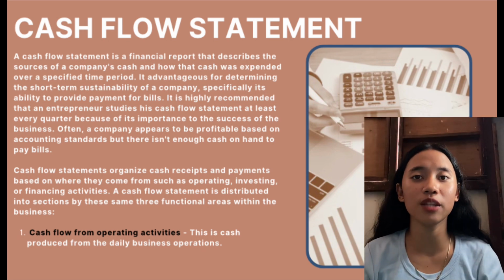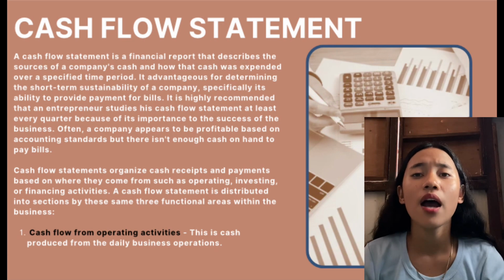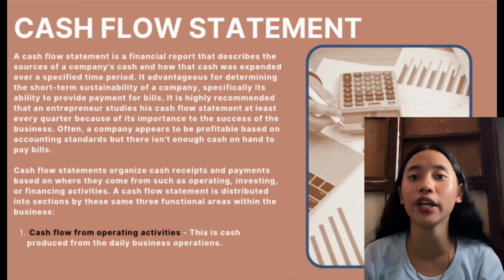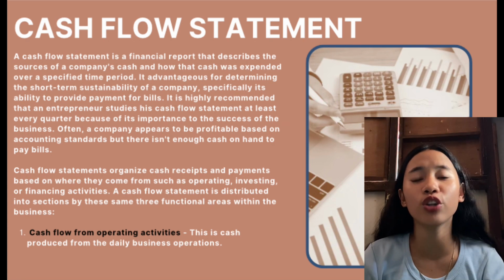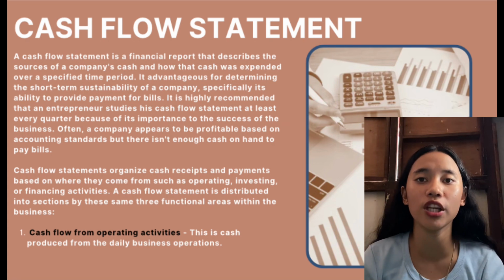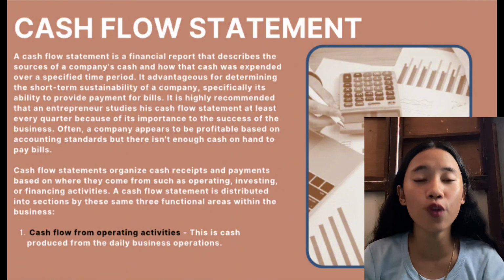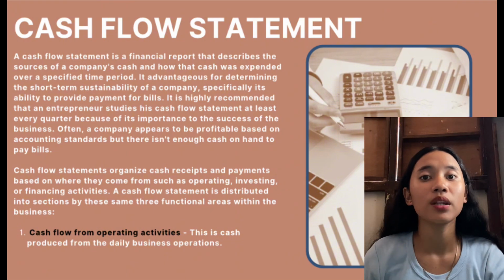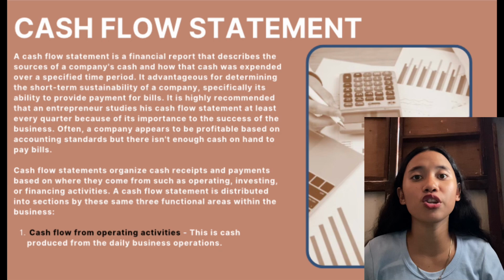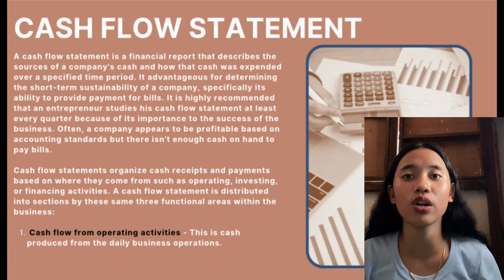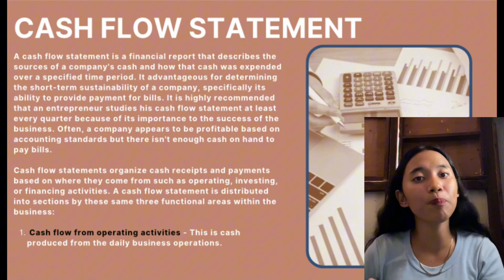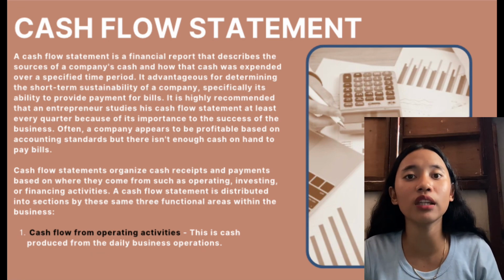The cash flow statement organizes cash inflows and outflows into three main activities. Number one is the cash flow from operating activities. This shows the cash generated or used from your normal day-to-day business operations. Cash inflows: cash received from customers for sales, cash received from interest or dividends. Cash outflows: cash paid to suppliers, cash paid to employees, cash paid for operating expenses like rent or utilities.